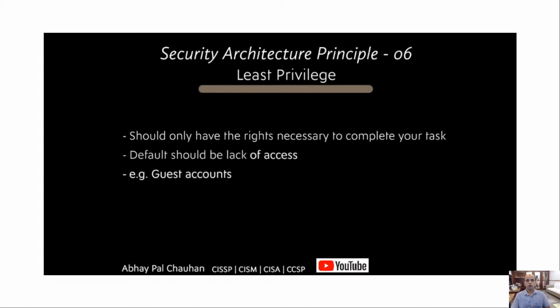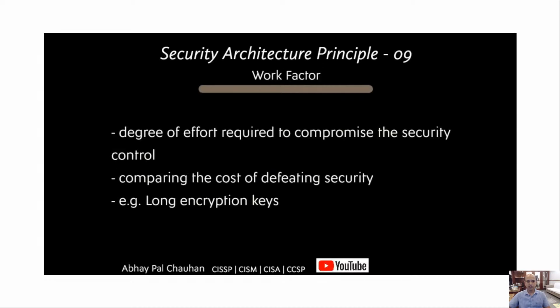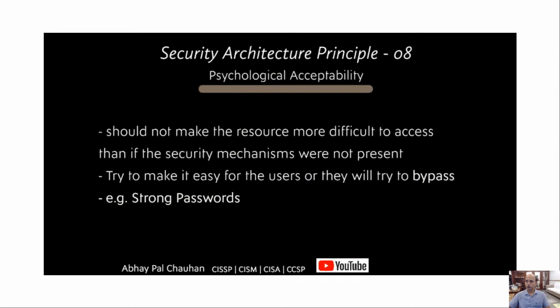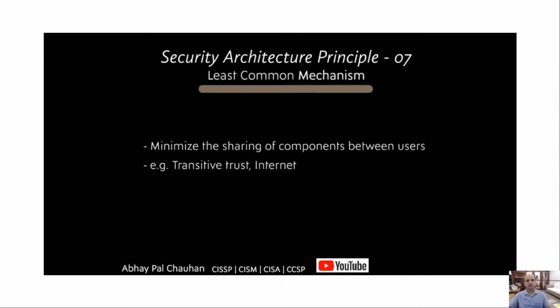And by default, it should be lack of access. There should not be any access in any particular environment. A very good example is the guest account. And the next one is least common mechanism. So we can say the least common mechanism is to minimize the sharing of components between users. Transitive trust and the internet are very good examples of least common mechanism.